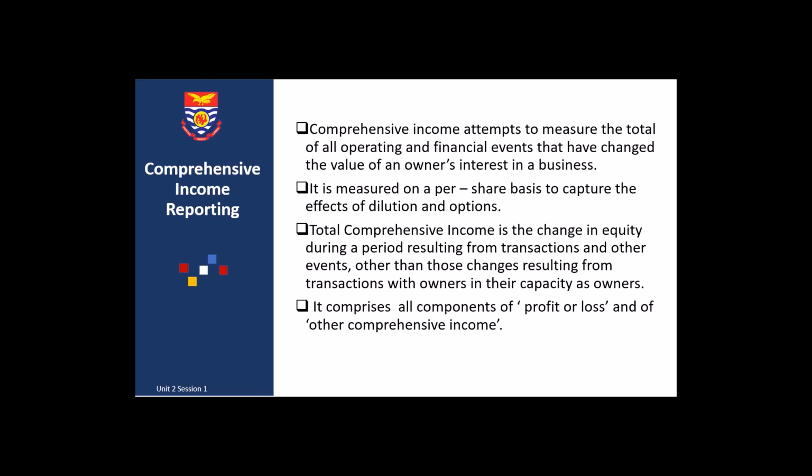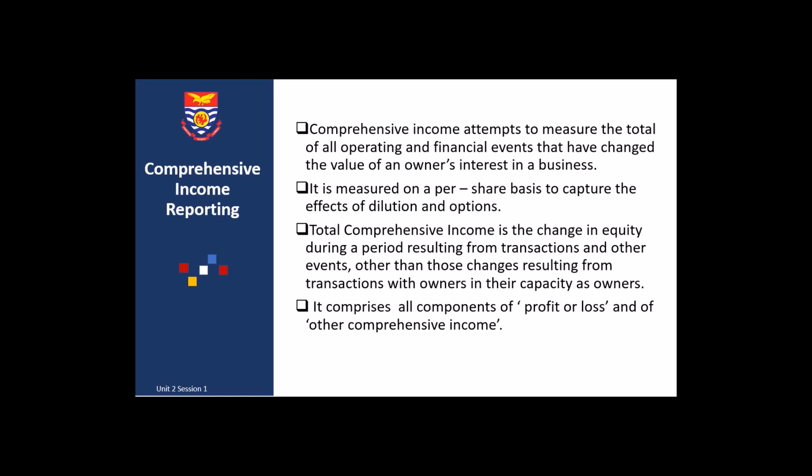Now, total comprehensive income is the change in equity during a period resulting from transactions and other events other than those changes resulting from transactions with owners in their capacity as owners. By this, we are trying to say that any item or transaction that is a component of the profit or loss account or other comprehensive income is what we attempt to measure as comprehensive income.